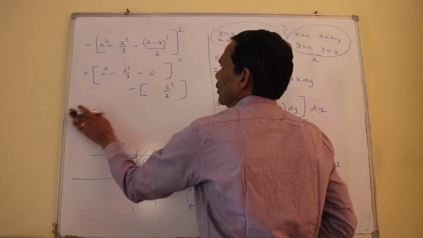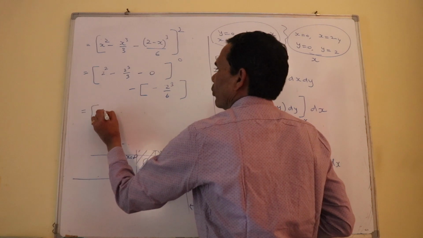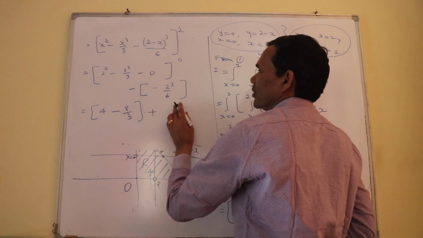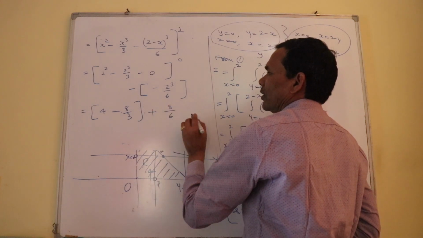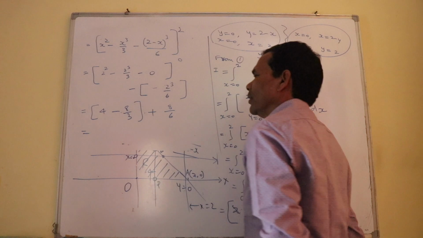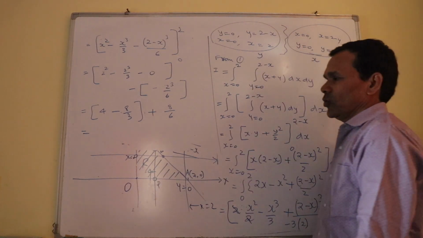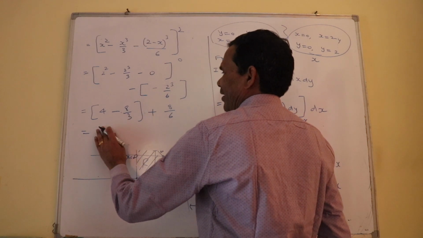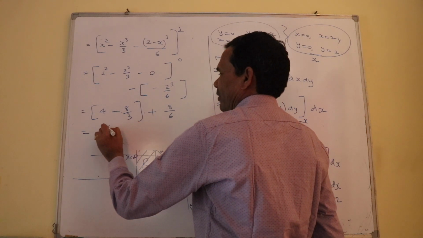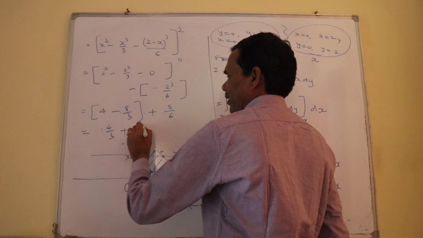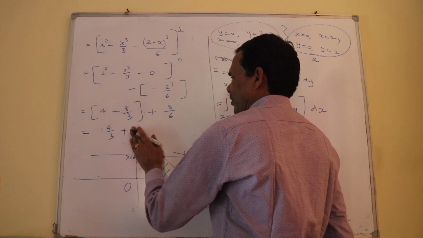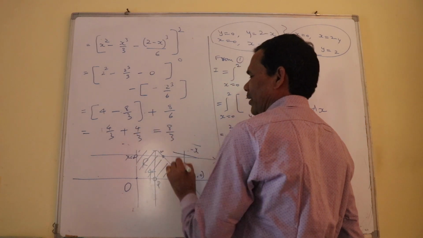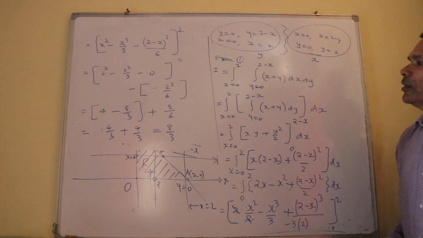If you simplify this, then it is 4 minus 8 by 3 plus 8 by 6. Now if you simplify, you are getting the final answer for this. It would be 12 minus 8 means 4 by 3 plus 8 by 6. 8 by 6 means, I'm sorry, it is 4 by 3. So this is equal to 8 by 3, which is the final answer for this.